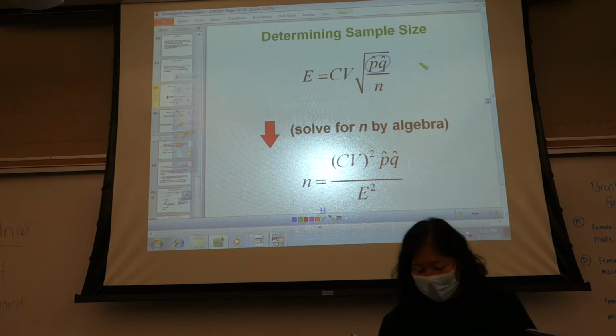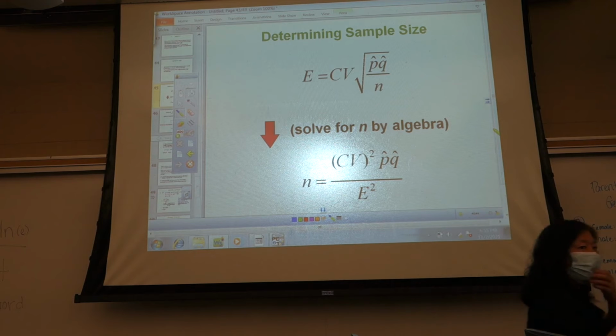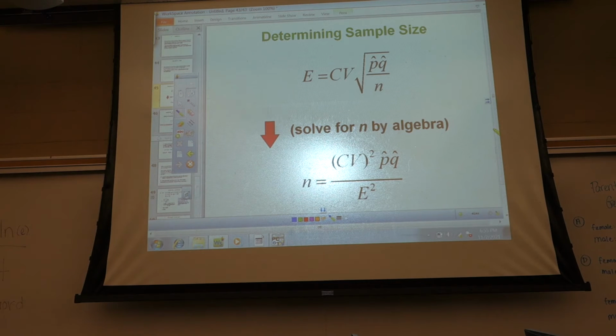So I can't mess with my p hat and my q hat. However, I can mess with my n. I can ask more people and change my n. So it's the one thing I have control over.